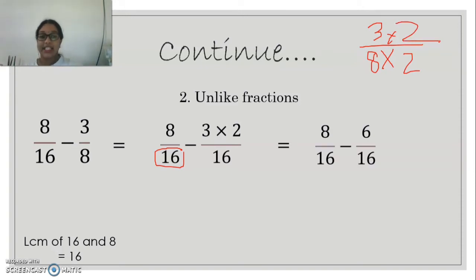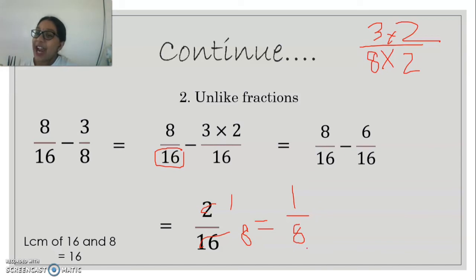Now 8 by 16 minus 6 by 16 is 2 by 16. You can also simplify this: 2 ones are 2, 2 eights are 16. So this can get to 1 by 8. Remember the equivalent fractions? 1 by 8. So 2 by 16 is an equivalent fraction to 1 by 8.